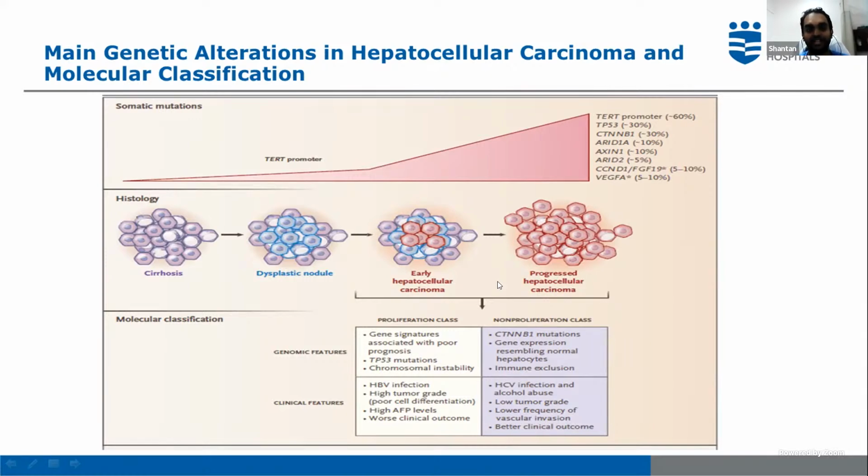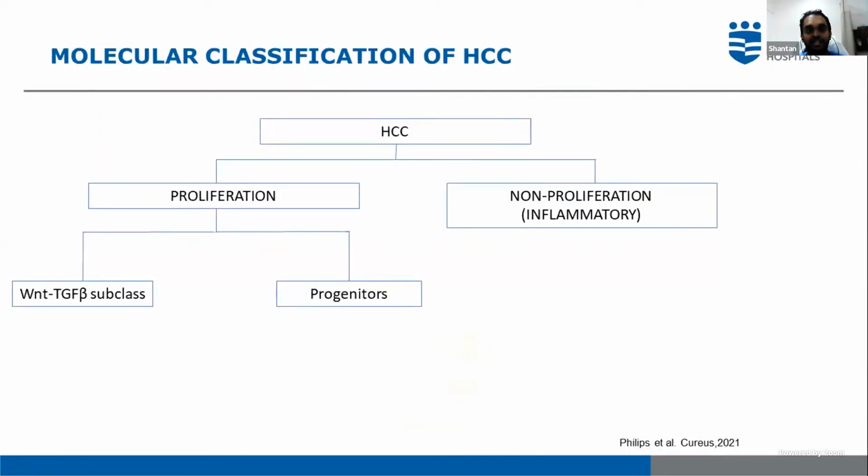Based upon the various genetic signatures and genetic proliferation factors, HCC at the molecular level has been classified into a proliferation class and a non-proliferation class. The non-proliferation class is mostly inflammatory type, and the proliferation class is again subdivided into two classes: the WNT-TGF beta subclass and the progenitor subclass.